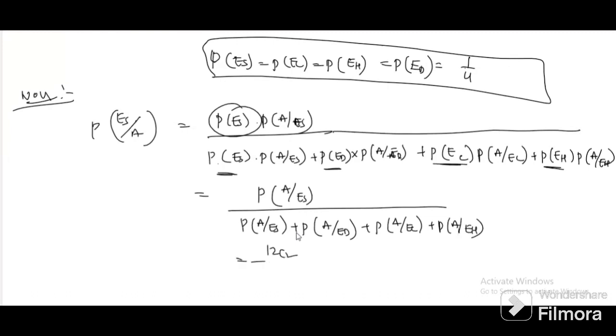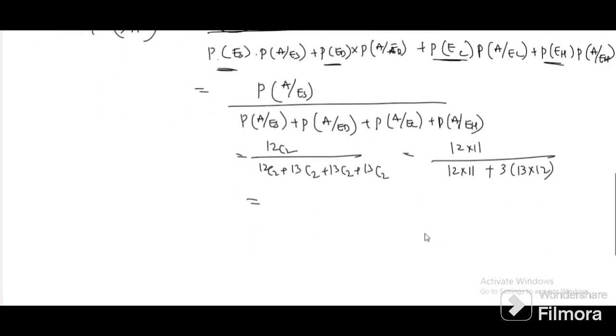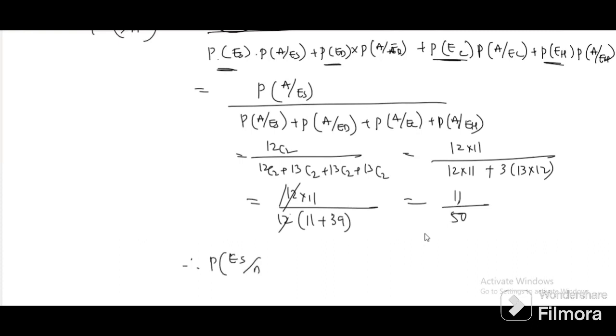This is 12C2 by 12C2 plus 13C2 plus 13C2 plus 13C2, which is 12 into 11 by 12 into 11 plus 3 into 13 into 12. This can be simplified as 12 into 11 by 12 common, 11 plus 39. The 12 and 12 cancel. 11 by 50. So the probability that the missing card is a spade, given two spades are drawn, is 11 by 50.